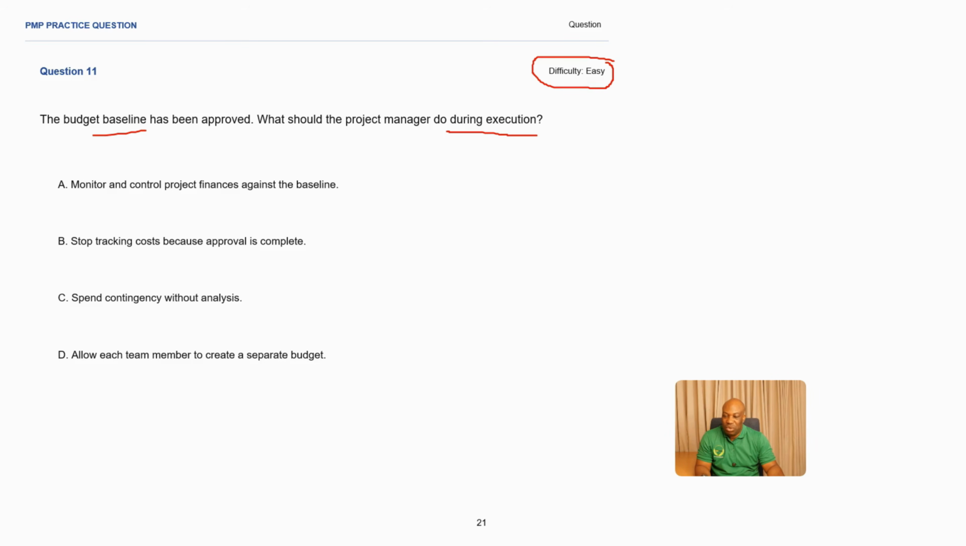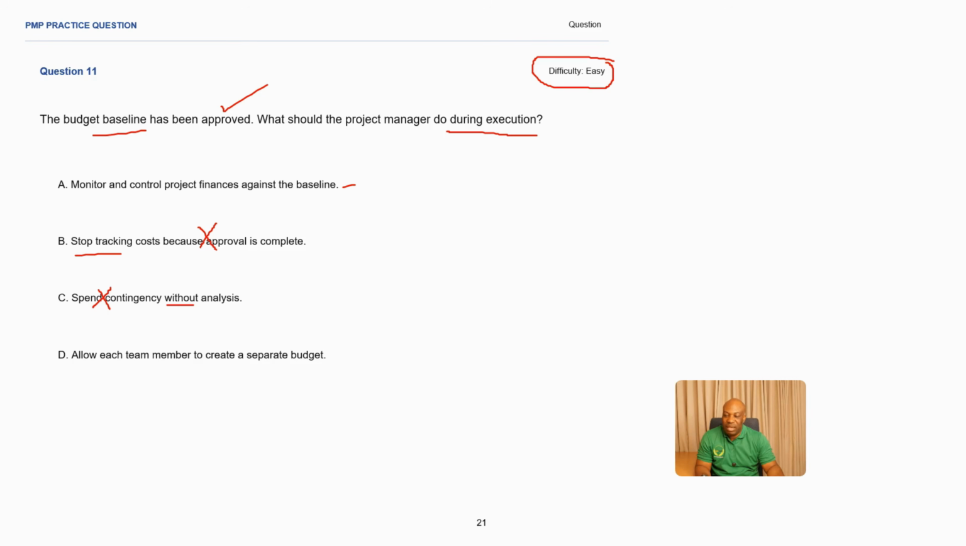Monitor and control project finances against baseline. Okay, makes sense. The baseline has been approved here. Stop tracking cost because approval is complete. You don't stop tracking cost, especially during execution, so thereby eliminating this answer. Spend contingents without analysis. You cannot spend things without analyzing, especially the impact and the side effect. So we can eliminate this answer straight away.